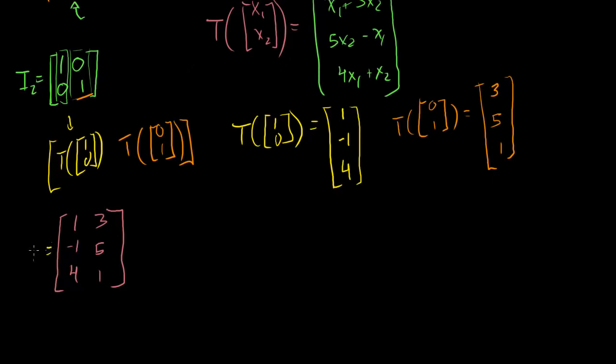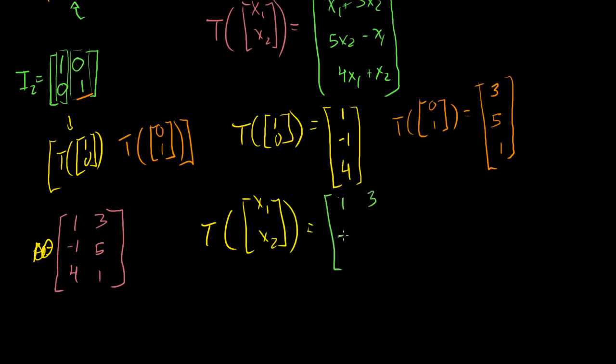If we define this to be equal to A, we can now write our transformation of x1, x2 as the product of this matrix, which I'll write in green, with columns 1, minus 1, 4 and 3, 5, 1, times our input vector x1, x2. That's super cool because now we just have to do a matrix multiplication, and if we have some processor that does this super fast, we can use that.